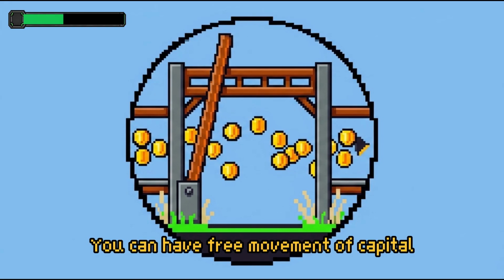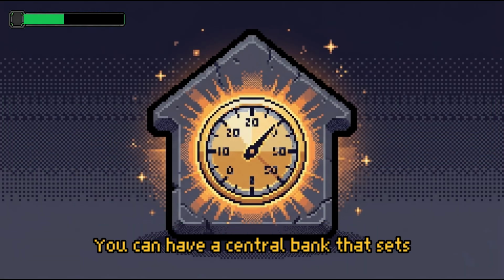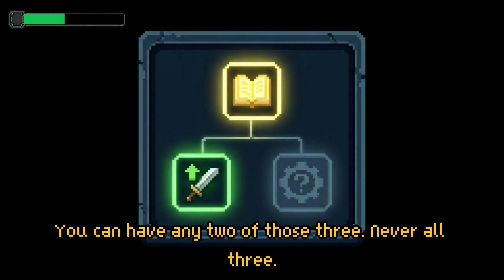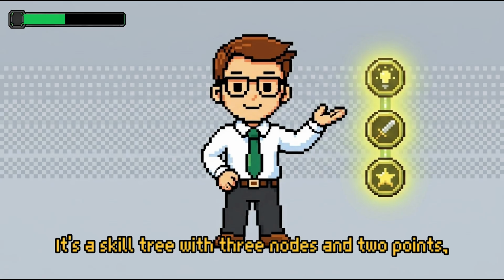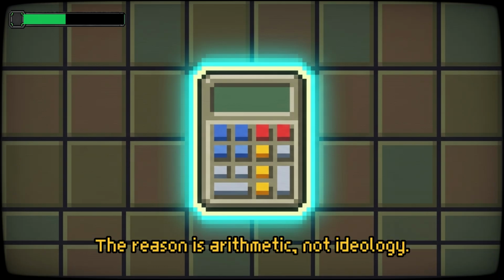You can have free movement of capital across your borders. You can have a fixed exchange rate. You can have a central bank that sets interest rates for your own economy's needs. You can have any 2 of those 3. Never all 3. It's a skill tree with 3 nodes and 2 points, and every country in history has had to pick. The reason is arithmetic, not ideology.